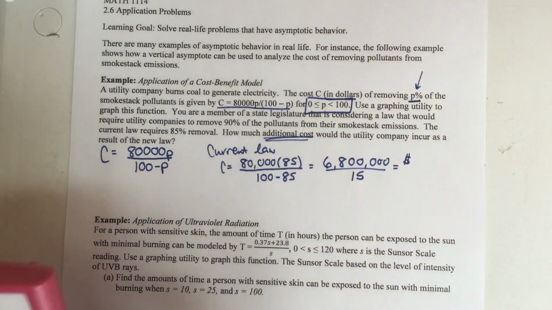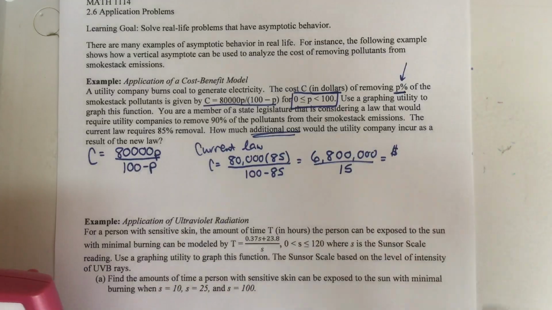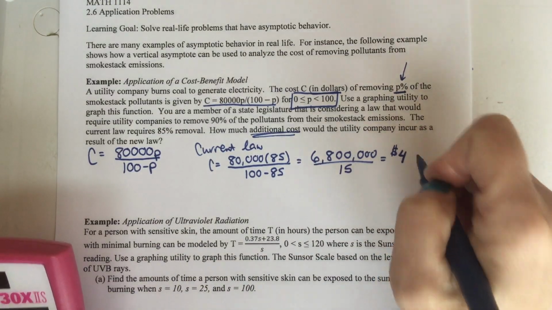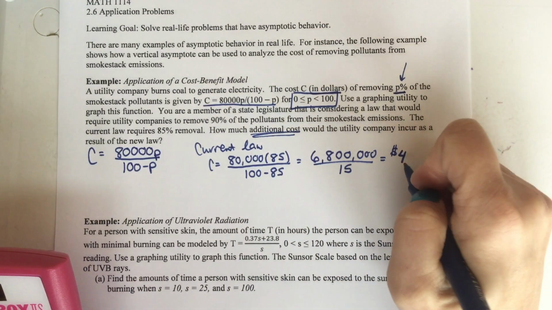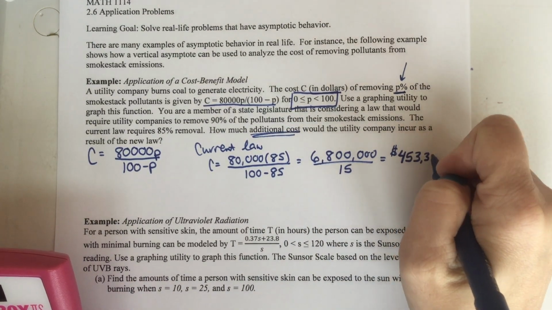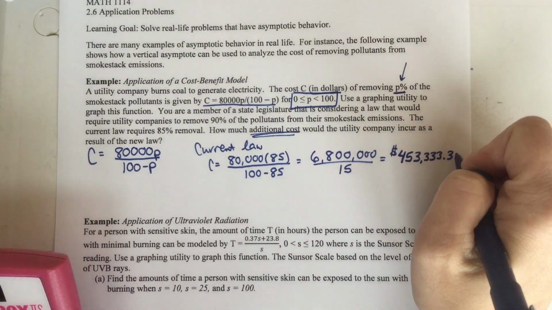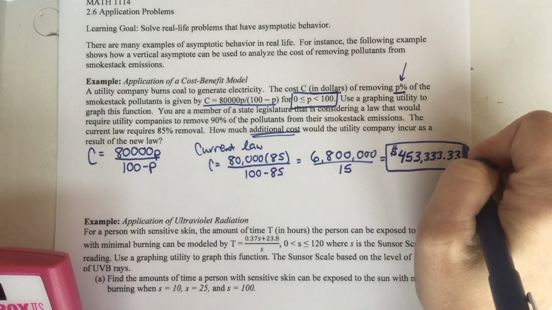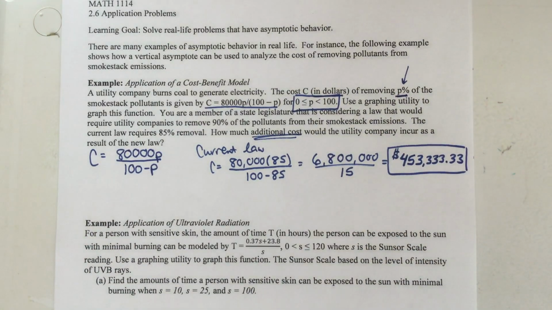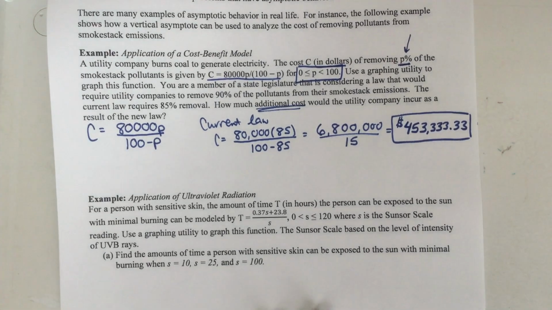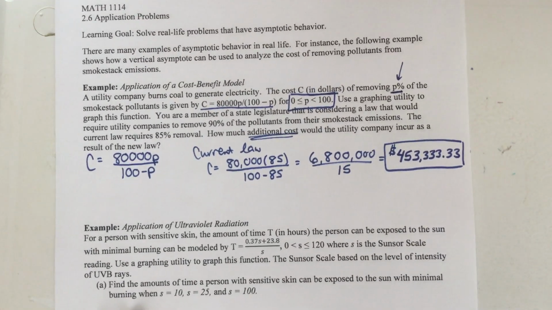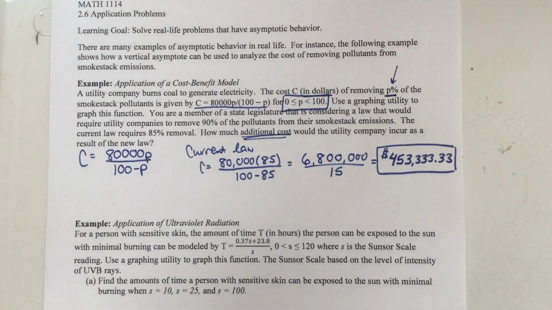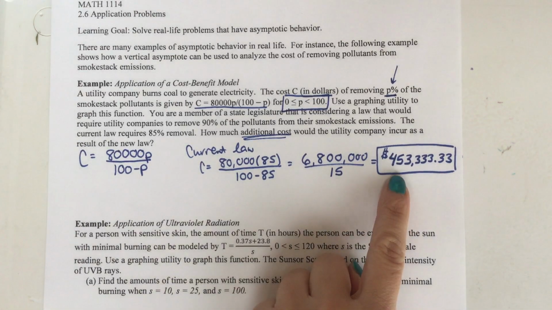So here is your current cost. If I go ahead and divide it, remember this is money, so we're going to round to the hundredth. It's 453,333.33. This is how much the utility company currently has to pay to remove 85% of the pollution from their smokestack emissions, okay? That's a lot of money. So that's a huge thing to budget for.